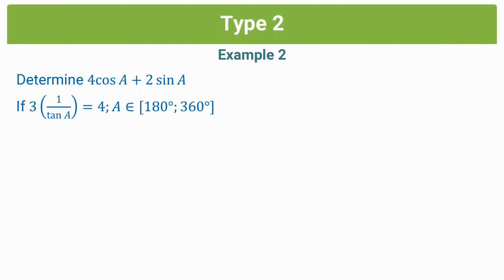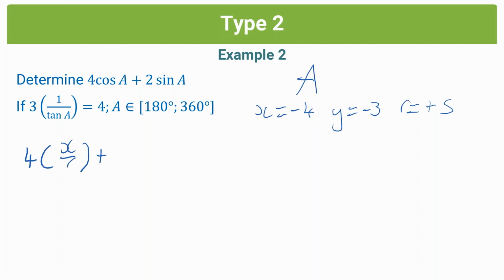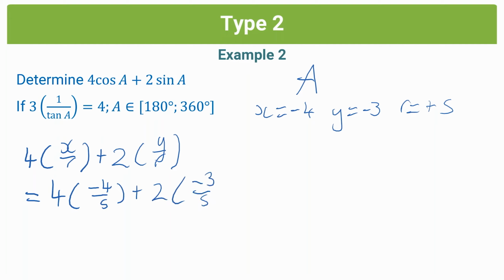So let's go ahead and write our variables for A over here. So we know that x is negative 4, y is negative 3, and r is positive 5. So we can substitute these into the definitions of the trig ratios to solve our question. So our definition for cos is x over r. Our definition for sine is y over r. And now we can just substitute our variables in. So that would be 4 times negative 4 over 5 plus 2 times negative 3 over 5, right?